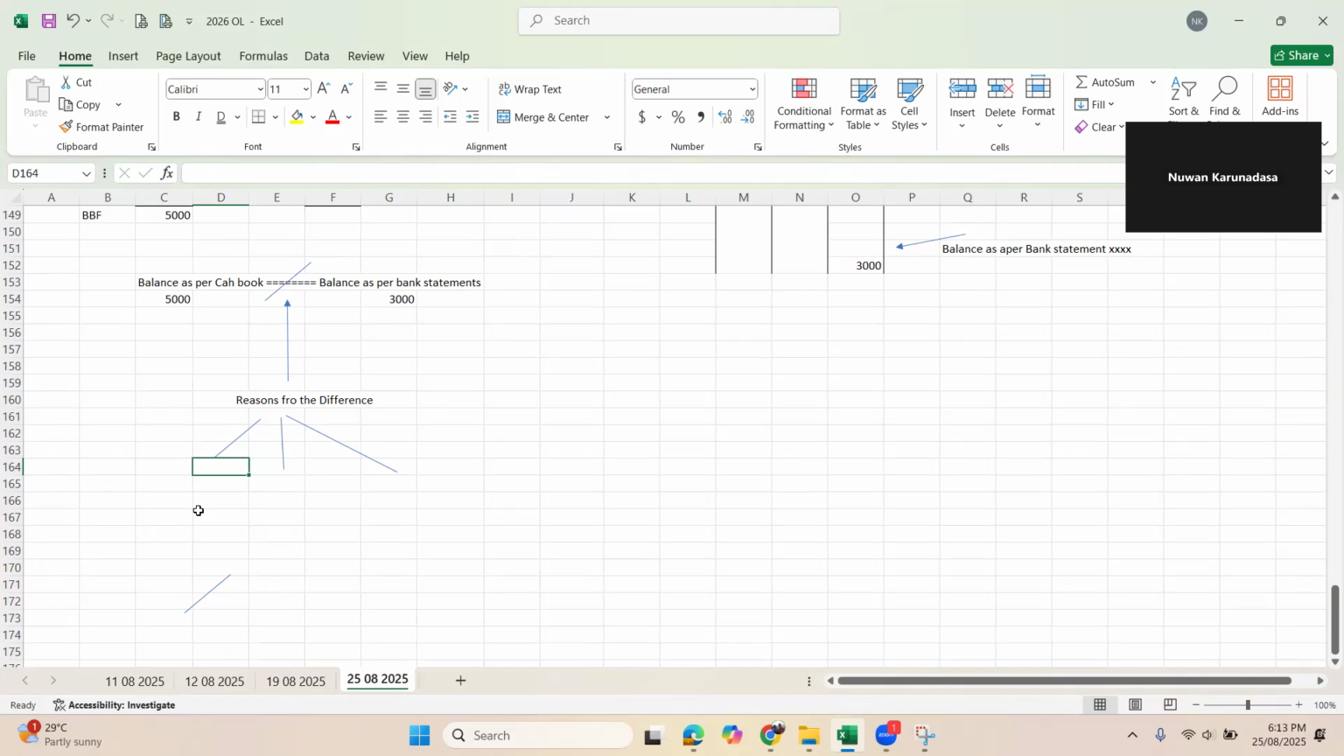First one, we'll take it here, due to errors. That can be internal, our cash book error, or bank statement error. Both can happen. Cash book error or bank statement error. Bank errors.